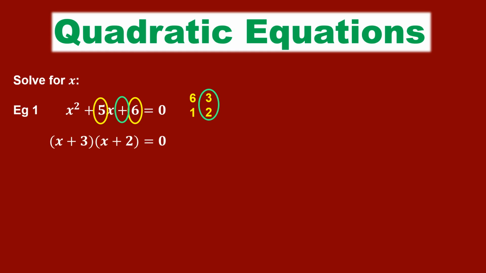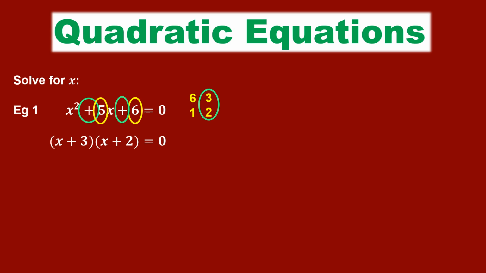So our brackets will be x and 3, x and 2. And because that sign is positive, we need to use the same sign. And the other sign tells us which sign to use. So it will be x plus 3 and x plus 2.